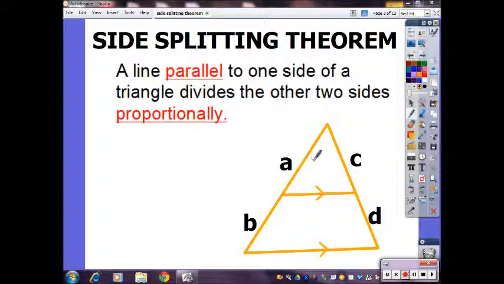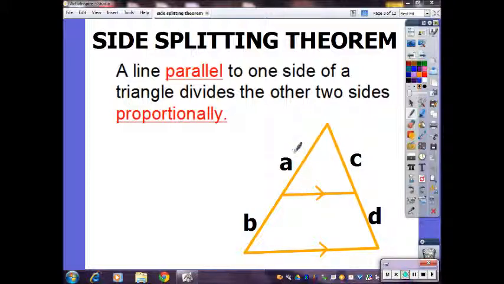And according to this theorem, if those lines are parallel, it's splitting the triangle into proportional parts. So proportion means two ratios are equal. And the way this helps us is if I am trying to find missing measurements, I can use these ratios, these proportional relationships, to solve for missing measures. So the question is, what would be a correct proportion to create using this figure?